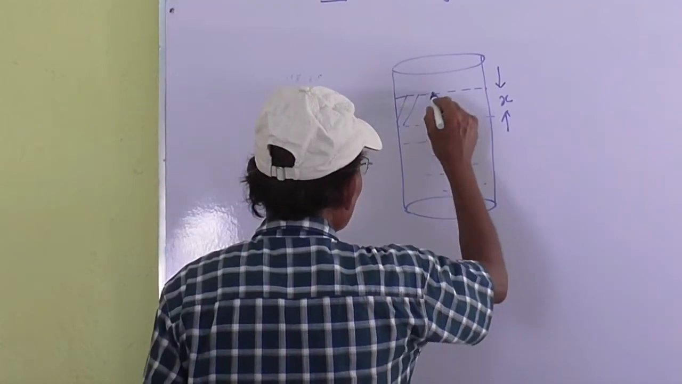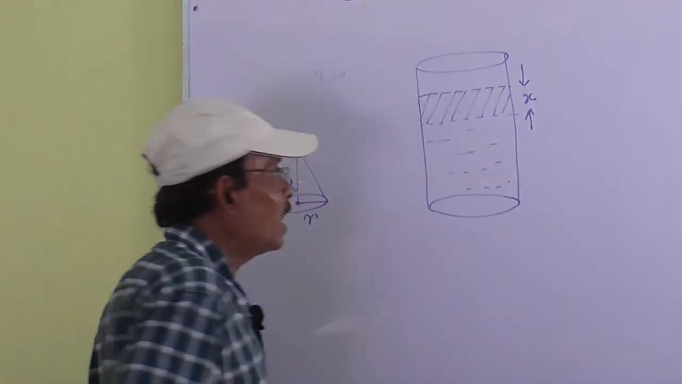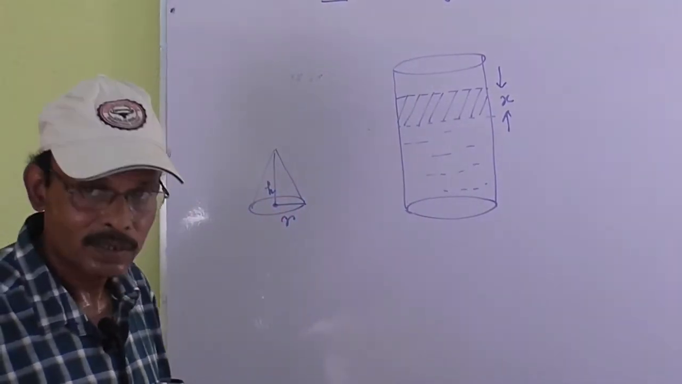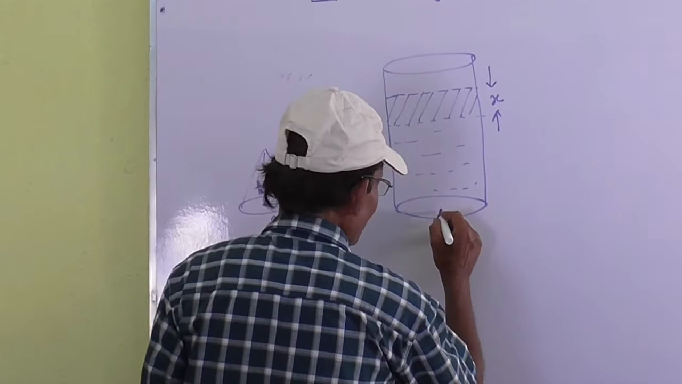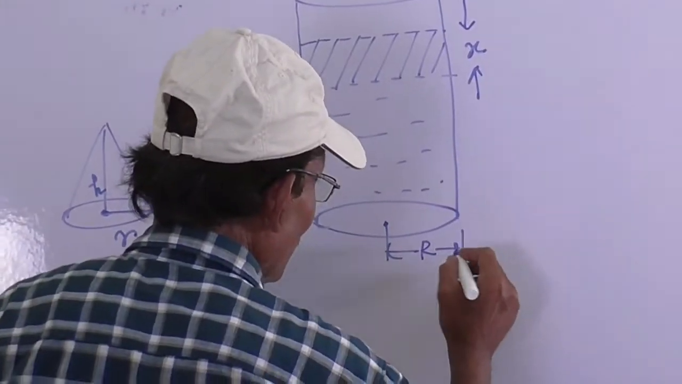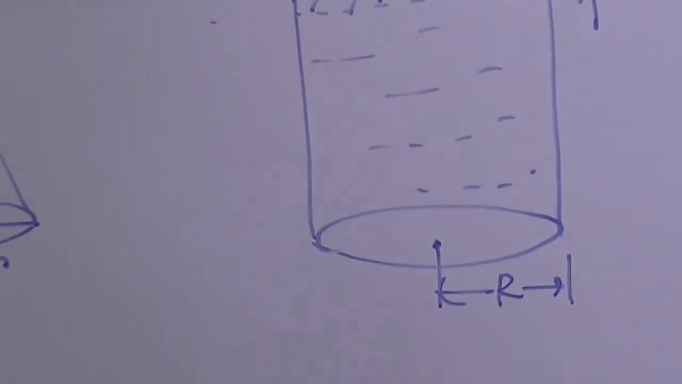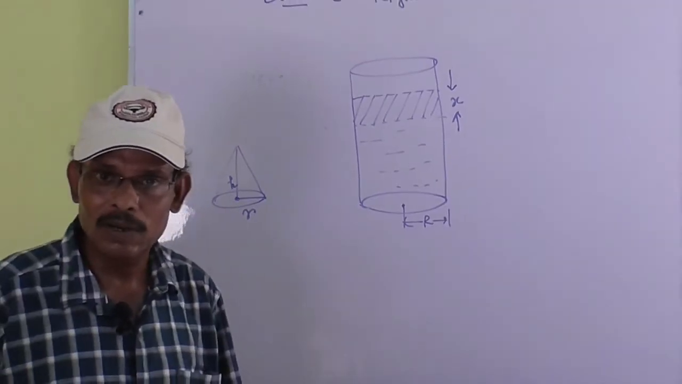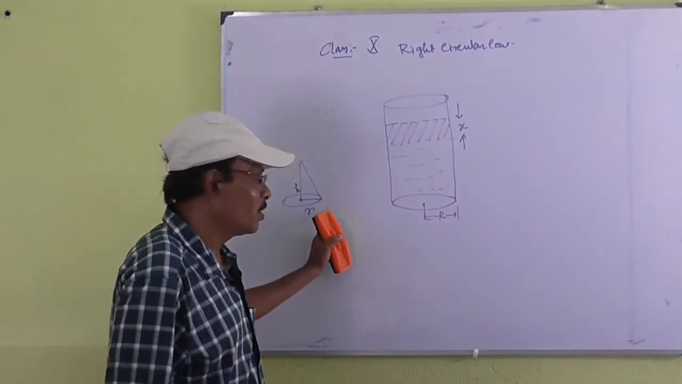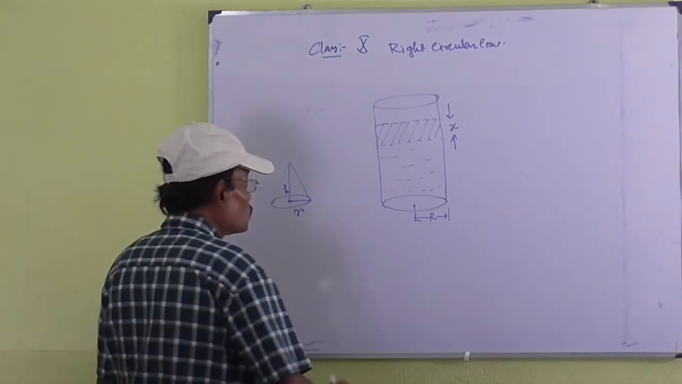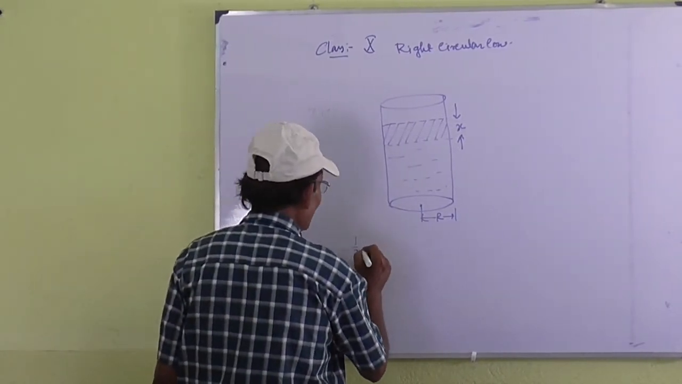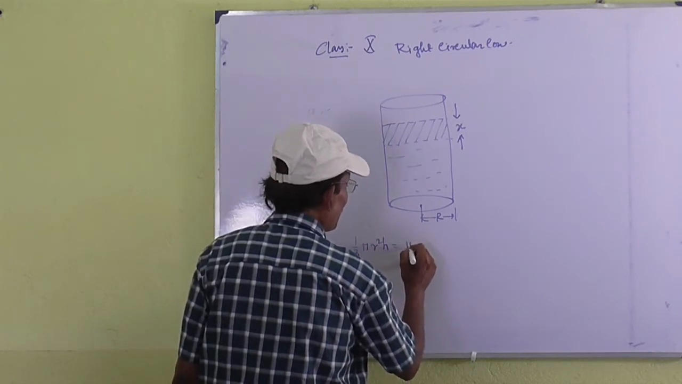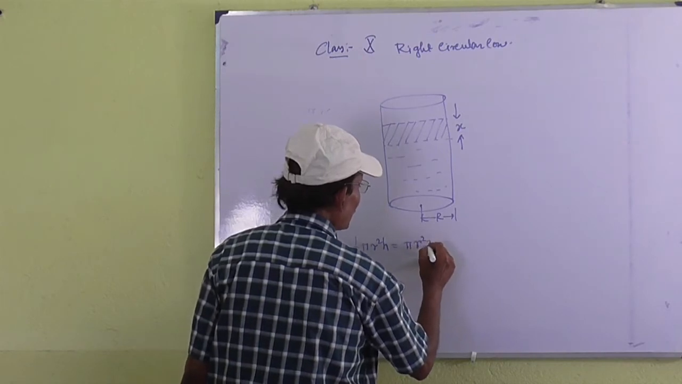Now, the question is, find the height of the rising level of water. Clear? Let us take this is R. From Archimedes law, we know that the volume of the rising water will be the same as the volume of the cone. Okay. So, 1/3 pi r square h equal to pi R square into x.